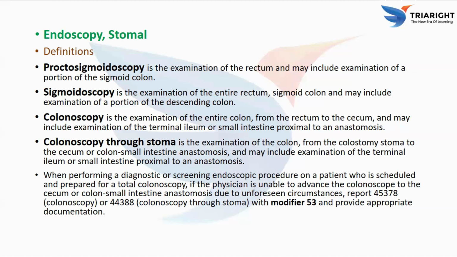And incomplete colonoscopy. The coding rule: a patient is scheduled and prepped for a total colonoscopy. The physician cannot reach the cecum due to a tortuous colon, maybe obstruction, patient intolerance or bleeding. So how would you code? If it's a standard colonoscopy, you assign code 45378 with modifier 53. If it's colonoscopy through stoma, you assign code 44388 with modifier 53. Modifier 53 is for discontinued procedures. This is allotted due to unforeseen circumstances and it requires clear documentation.